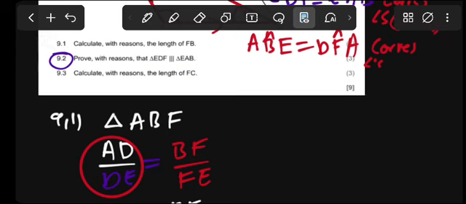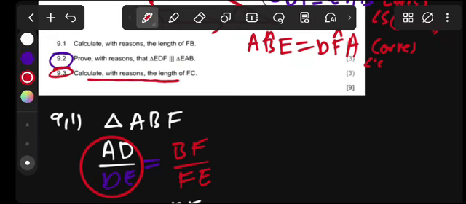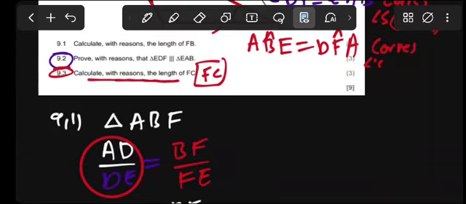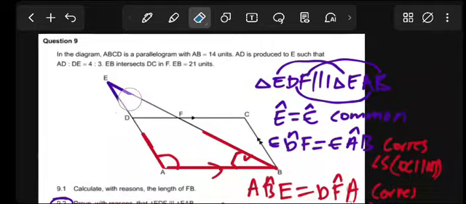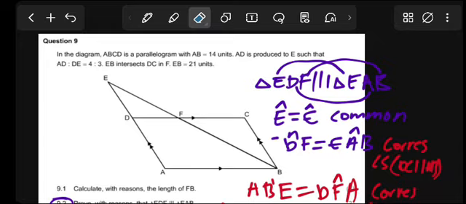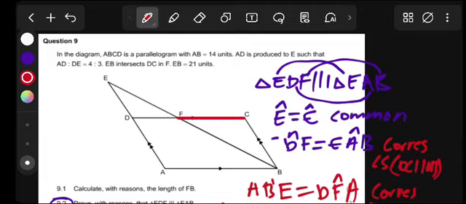9.3 says calculate with reason the length of FC. Where is the length of FC? Okay, we want this length FC there. How can we go about calculating that? As you can see, it lies on our parallelogram. Let us not forget that ADCB is a parallelogram.